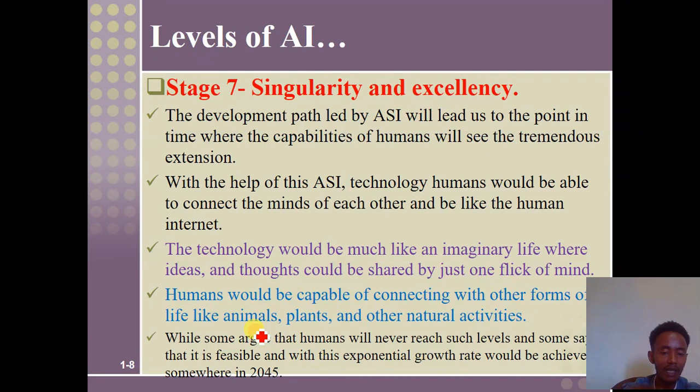But a number of scientists are arguing on this issue. While some argue that humans will never reach such levels, some say that it is feasible with the exponential growth rate of the currently existing technology. It is very easy to achieve such behaviors for human beings by the coming 2045.